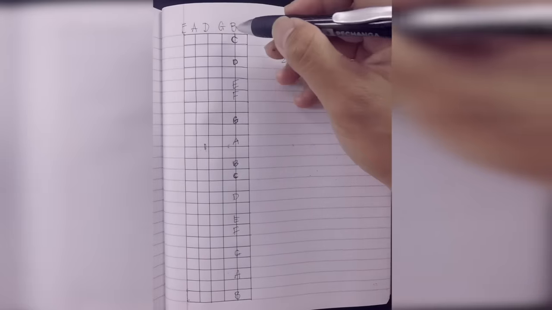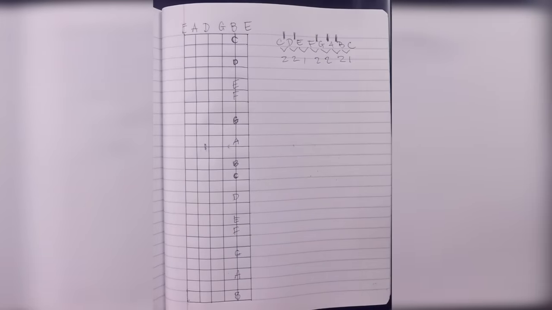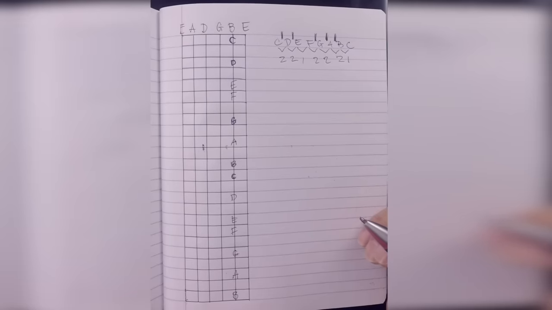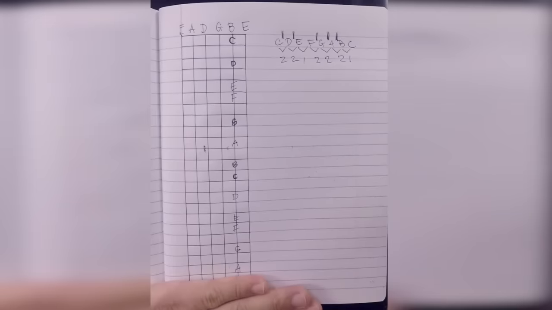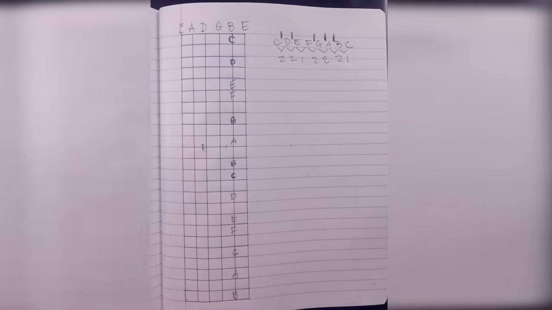So I have 24 frets right here, which is a typical two octave fretboard on most electric guitars nowadays. If you have a 22 fret guitar, then we finish here, we finish on the A. If you have a 21 fret, we finish there, and so on and so forth.